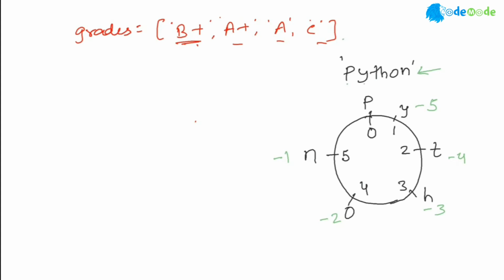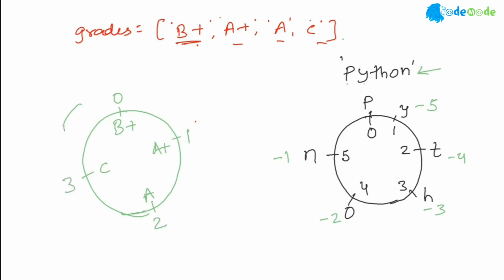So this one will be the same way, right? This is B positive, this is A positive, this is A, and this is C. There are 4 entries. This is 0, 1, 2, and 3. You go this way. When you go the other way, let me change the color, this is -1, -2, -3. 0 remains 0. The first entry is always 0 from the left, right?